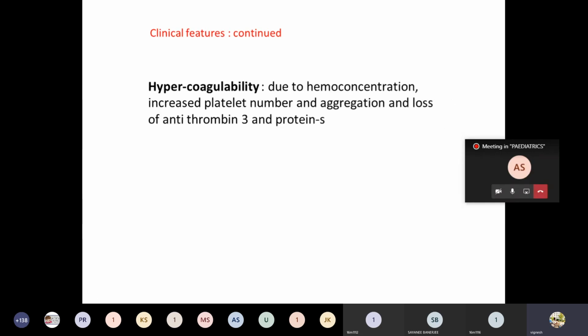What else will we see in nephrotic syndrome? In addition to that, we'll see signs and symptoms because of hypercoagulability. This is also one more thing.